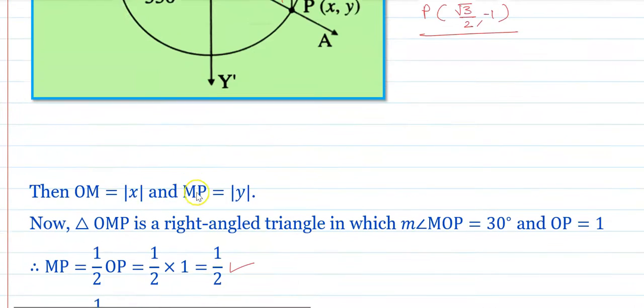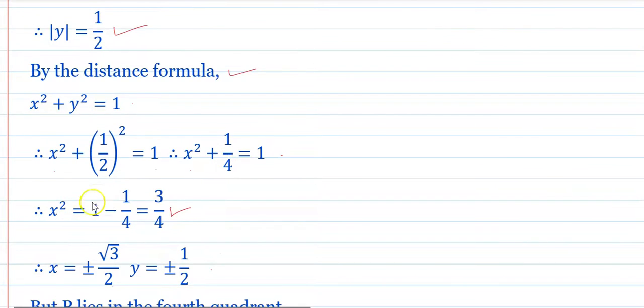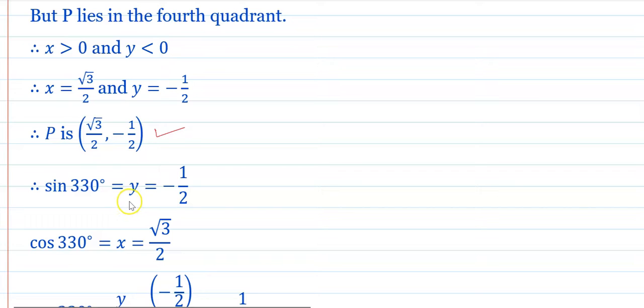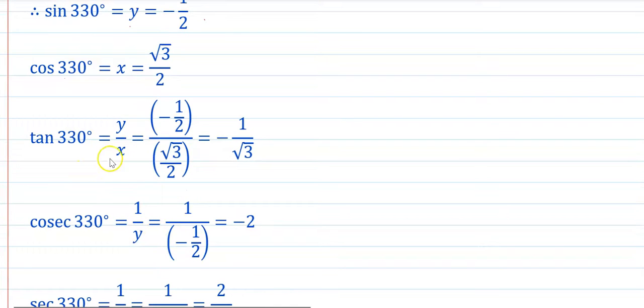Point P lies in the fourth quadrant. X is positive, Y is negative, and hence this is the point P, that is root 3 by 2, minus 1 upon 2. Now sine of 330, sine theta is Y, that is minus 1 by 2. Cos of 330 is X, which is equal to root 3 by 2. Tan of 330 is Y upon X, minus 1 upon 2 upon root 3 by 2. 2 gets cancelled, you will get minus 1 upon root 3.